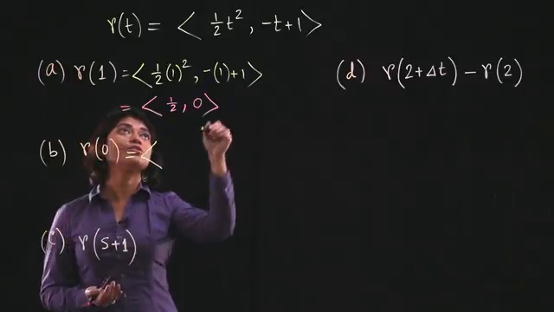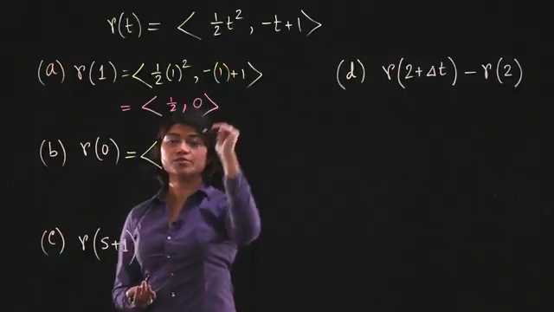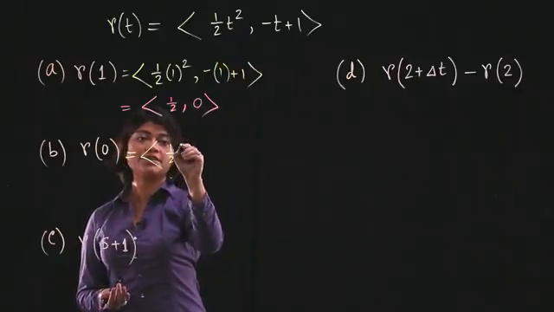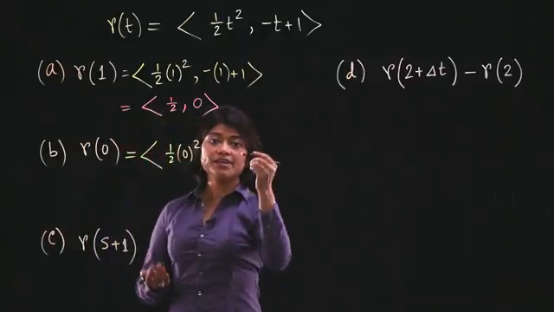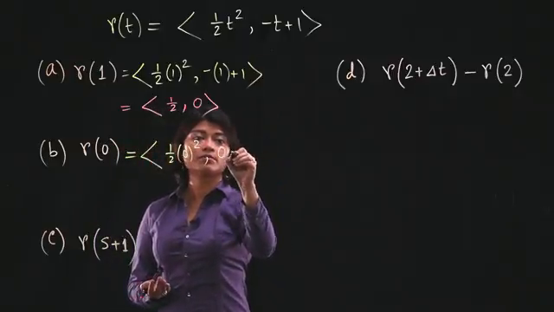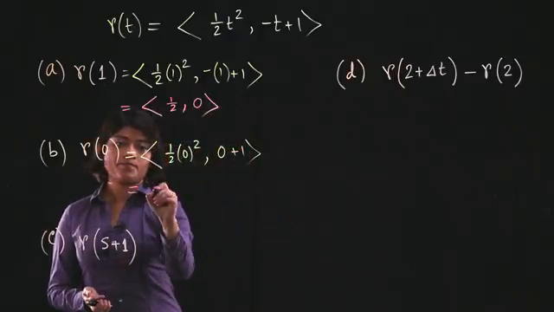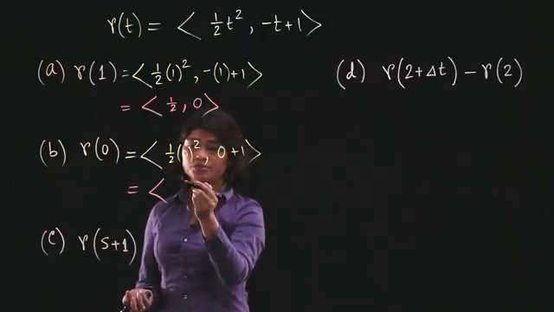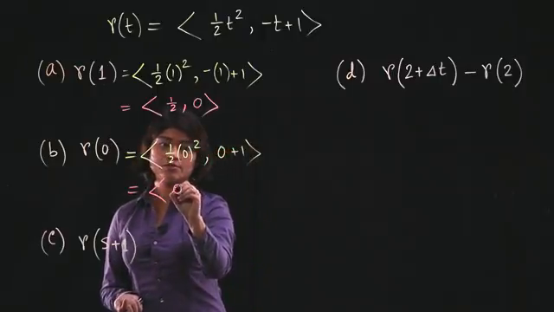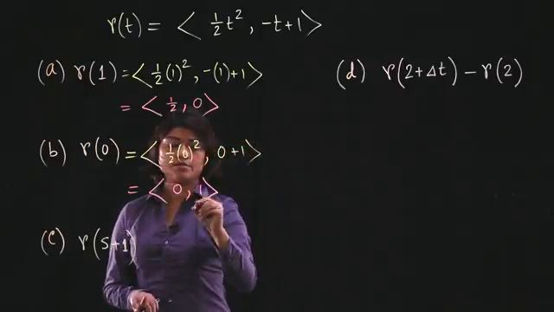All right. Let's go back to the expression again. Plug in t equals 0. So we get 1/2 times 0 square, comma, negative of 0 is just 0, plus 1. Okay, so the first component is 0 square is 0, 0 over 2 is just 0. And second one is 0 plus 1, so this is 1.